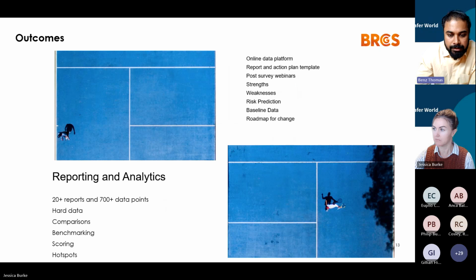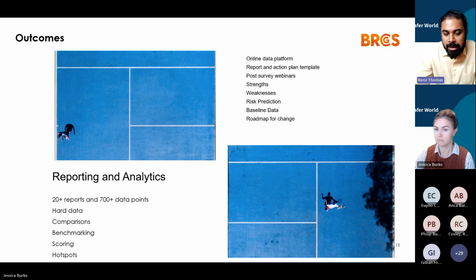Next slide, Jess. Thanks. So what comes out of it is access to a platform once the survey is done, and on the online platform, you have multiple reports, 20 plus reports, which look at about 700 plus points.